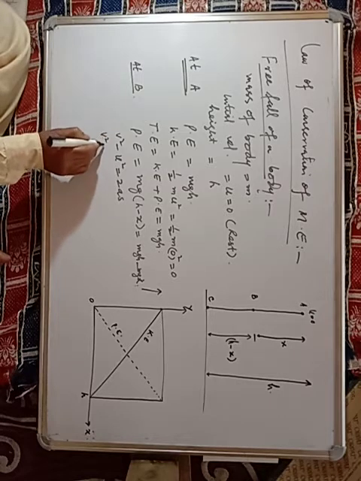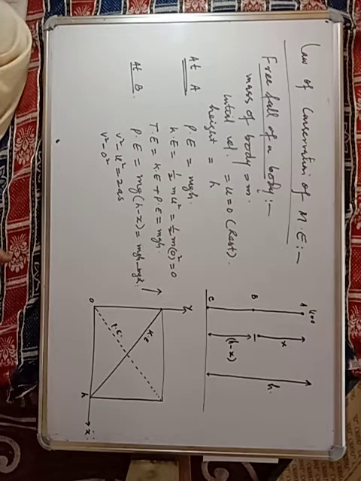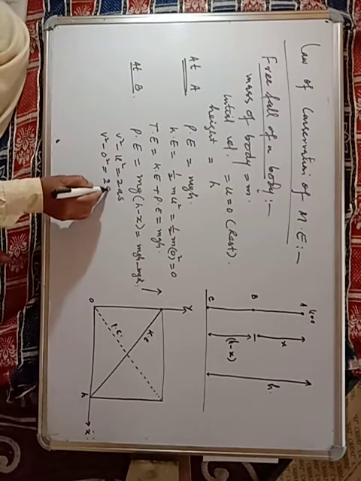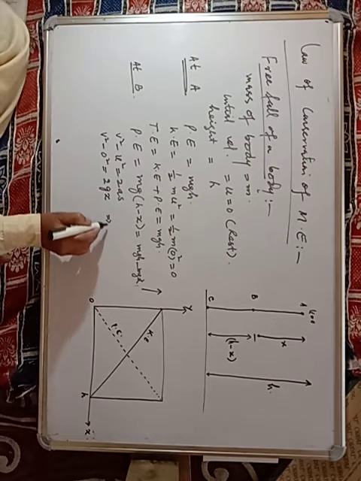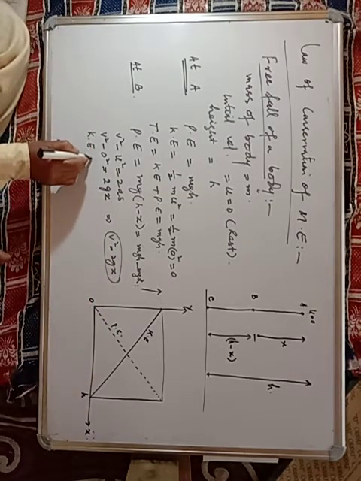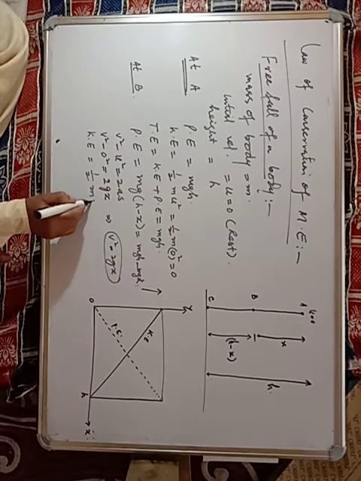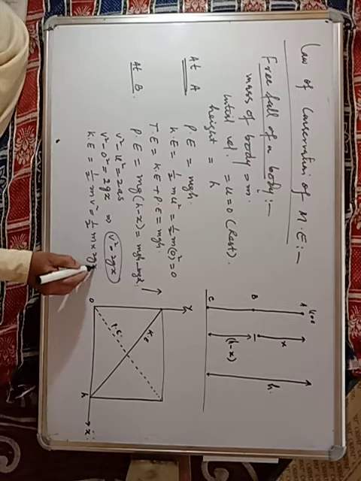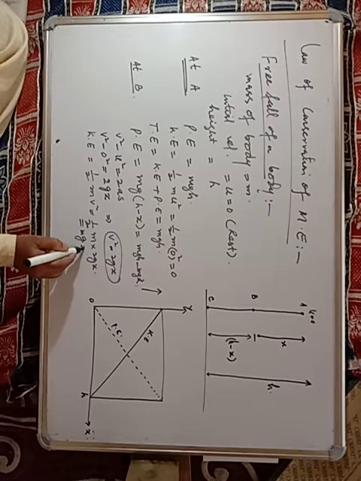So v square minus 0 square, because the body falls from rest, is equal to twice, as it falls with the acceleration due to gravity, so we can write g here, and the distance it covered is x. So here v square is equal to twice gx, right. Now we can write the kinetic energy as 1/2 of m v square. In place of v square we put twice gx, the 2 and 2 cancel, and that will become mgx.